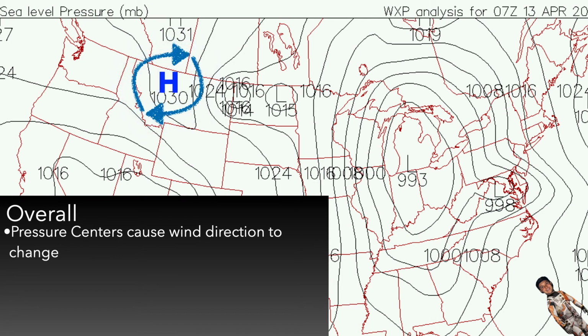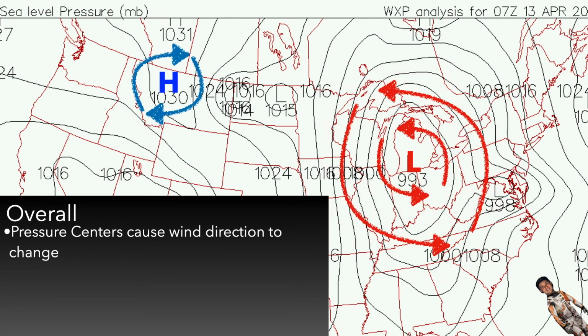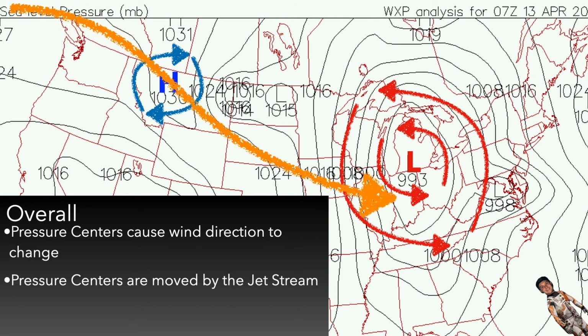When we find our areas of high and low pressure, we can sort of visualize the way that the wind is going around in those locations. In the northern hemisphere, winds around a high pressure will always go clockwise, and winds around a low pressure will always go counterclockwise. From there, we can start to imagine what will happen to the motion of these pressure centers by implying that the jet stream will move them around.